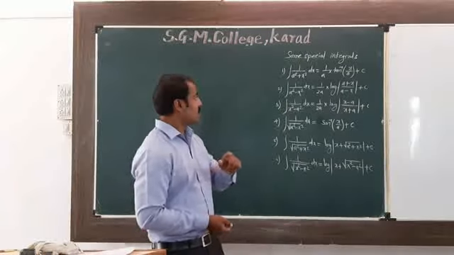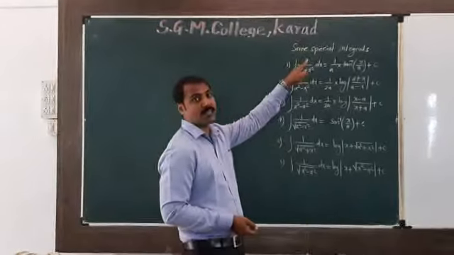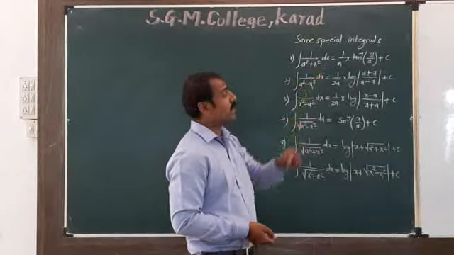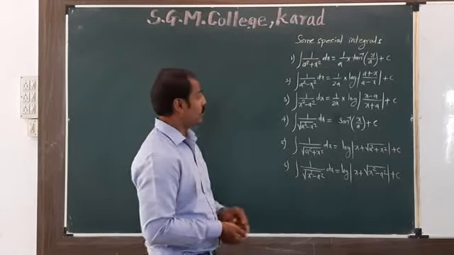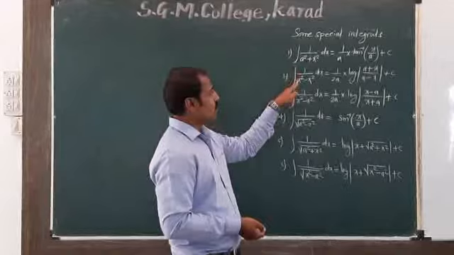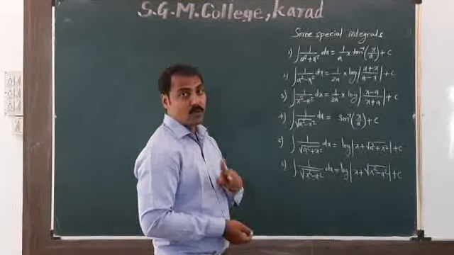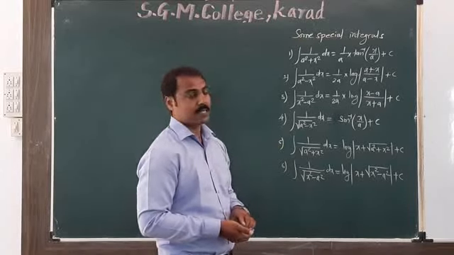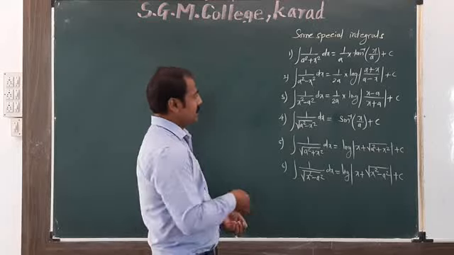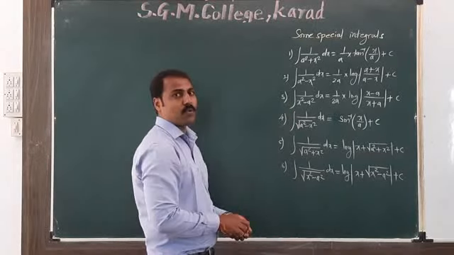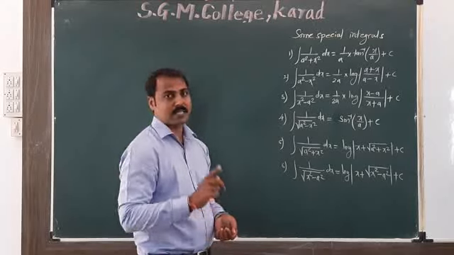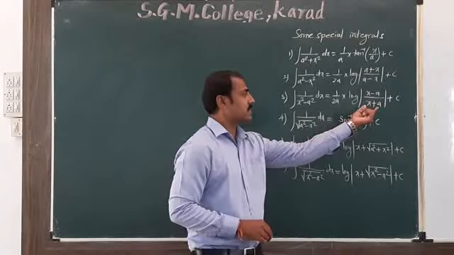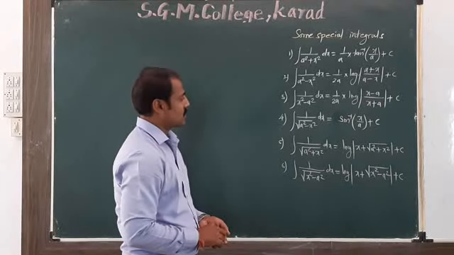In our previous video, we saw some special types of integrals. Here is the integration of 1 upon a square plus x square dx, which is equal to 1 upon a into tan inverse of x upon a. The second formula is the integration of 1 upon a square minus x square dx, which is equal to 1 upon 2a into log of mod of a plus x divided by a minus x, plus the constant of integration c. The third formula is the integration of 1 upon x square minus a square dx, which is equal to 1 upon 2a log of mod of x minus a divided by x plus a, plus the constant of integration c.